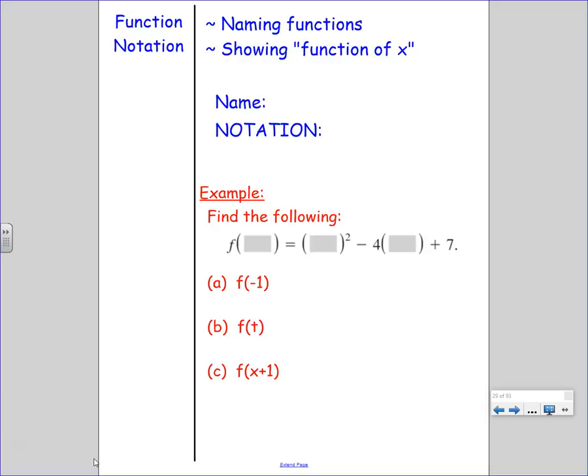Okay, function notation, two things. Maybe function number one, and number two, showing a function of x. Or like yesterday, we showed volume as a function of radius, or a function of height. Remember, it doesn't have to be x, but a function of somebody, the independent variable. So, name. When we have function notation, let me just show a normal equation, f of x equals x squared minus 4x plus 7. That's actually what's being modeled down here in the example below.